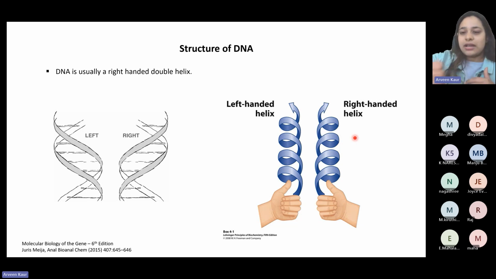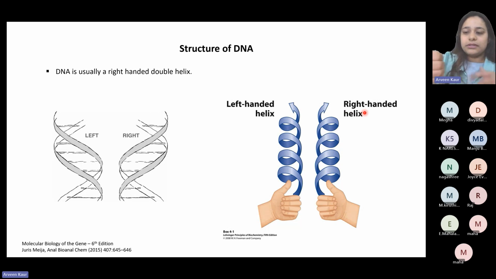Whenever you keep your right hand forward, for example, your fingers will be facing a certain way. If that is the way the DNA is looped, for example, it begins over here and then goes like this, then it will be a right-handed helix. But if you keep your left hand forward and your fingers are facing the other way, and that is how your DNA is looped, it will be a left-handed helix.